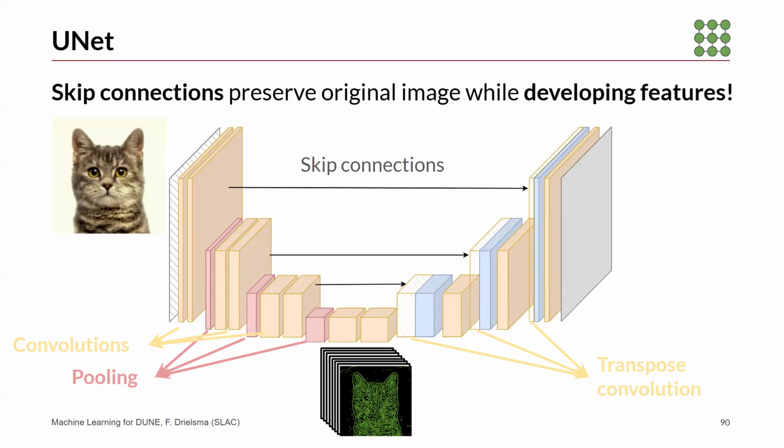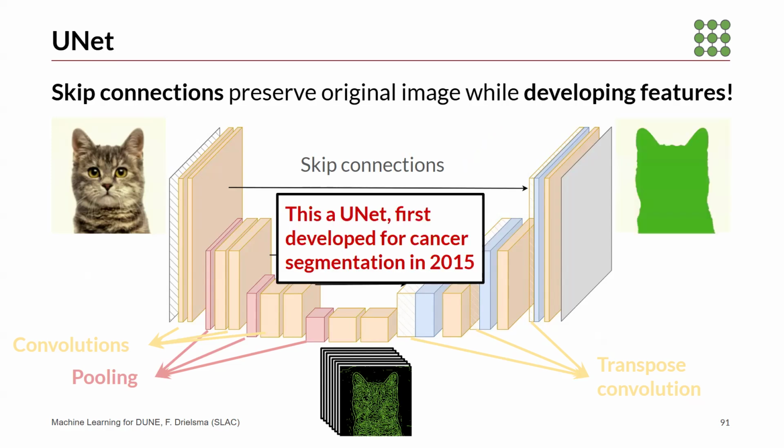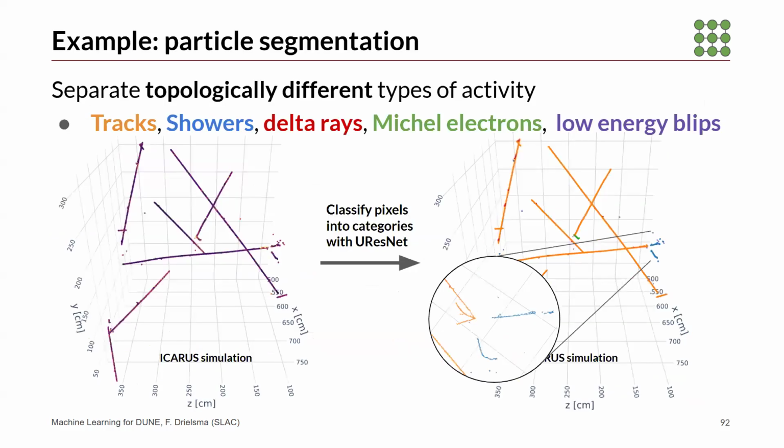And so we add skip connections. These skip connections essentially allow the neural network to retain the detailed information about what the image looks like, but it still allows it to also extract information about the individual pixels in the image. So you get these two different features combined together into one. This is called the U-Net, and it was first developed for cancer segmentation in 2015, and it's been an incredibly popular neural network architecture since. And in fact, it's still used to this day.